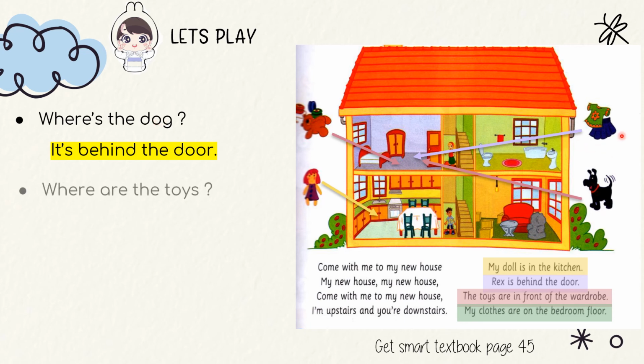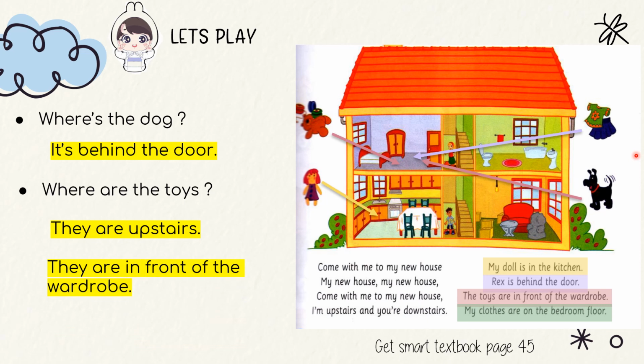Okay, how about when we have plural things? Where are the toys? S maknanya banyak toys. So we answer they are upstairs. They, sebab toys tu banyak, have S. So we use they are, mereka. Okay. Upstairs where? They are in front of the wardrobe. Okay, that's all.